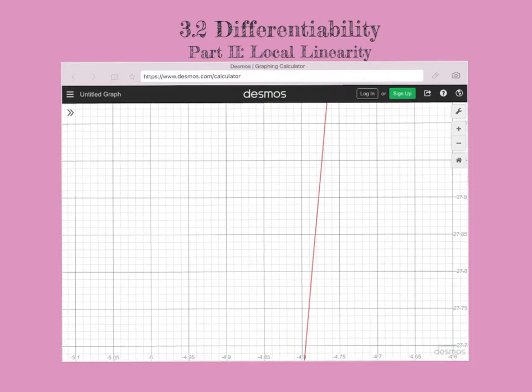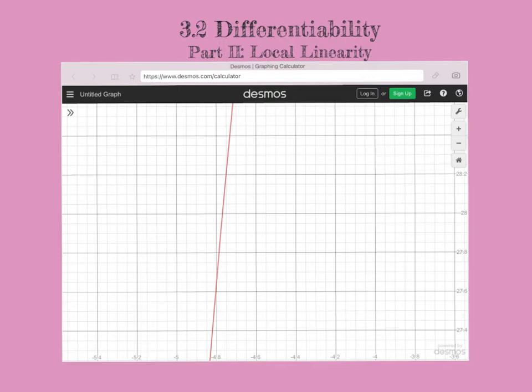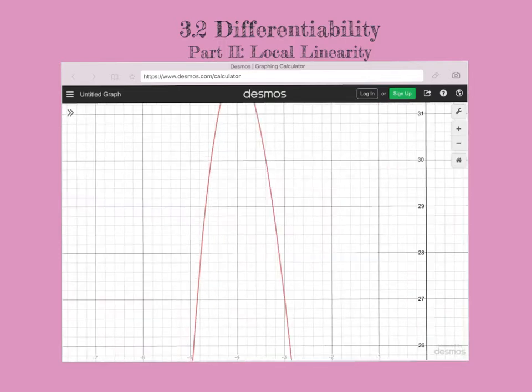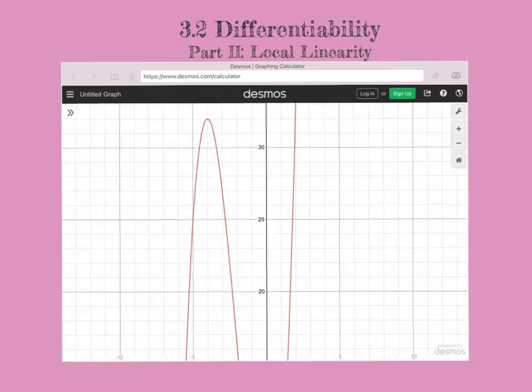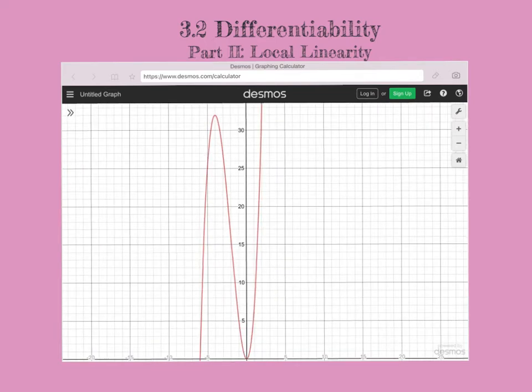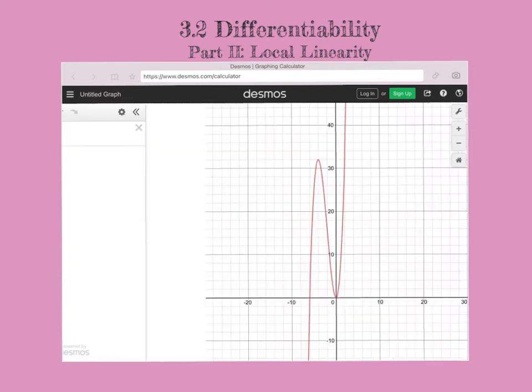Whoa, it zoomed in even more. That's cool. Just more proving my point. Let's zoom back out and take a look at what this function actually is. Whoa, it looks quadratic. And then we zoom out even more and we see that it's actually a cubic function. This is the function, I just put in a random function, x cubed plus 6x squared. And how cool is that? That's what local linearity means.